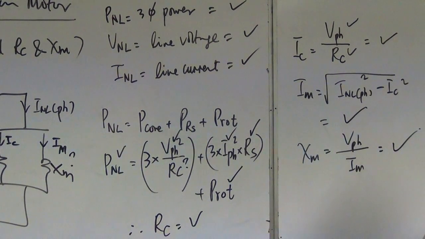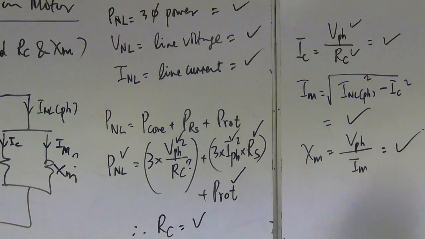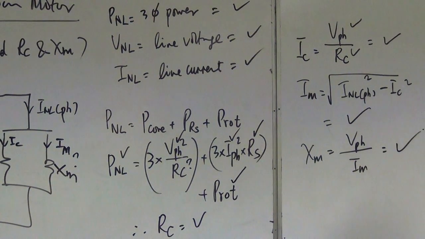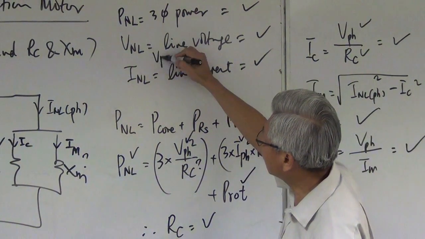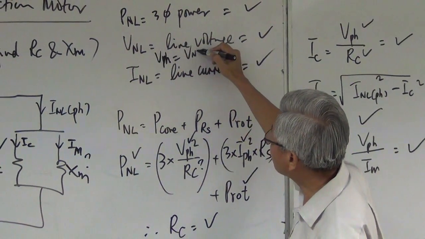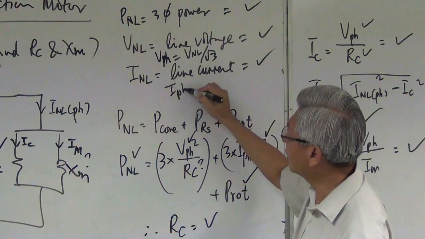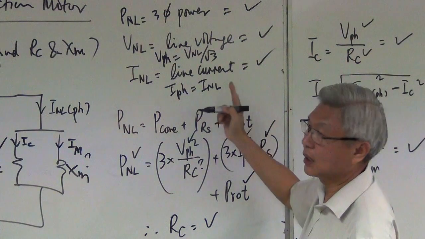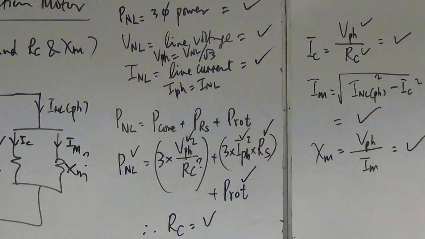A little bit complicated, more complicated than a transformer. The complication is because it's 3-phase. Right? Remember how to find phase voltage? If you know line voltage, phase voltage is equal to line voltage divided by square root 3. How to find the phase current? It's the same as the line current because it's not delta connected. Alright, so that is the no-load test.